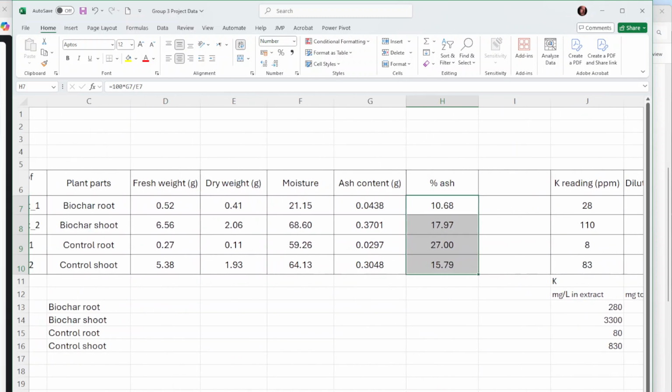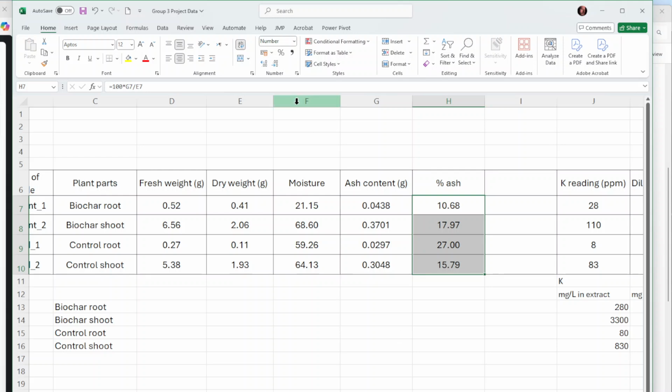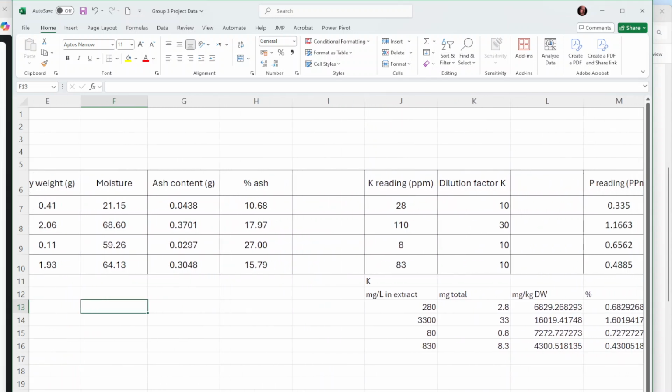Okay. From the moisture content calculation and the ash, is it clear? If it's clear, I will move to the next one. All right, I assume it's clear. So let's move to the potassium reading.